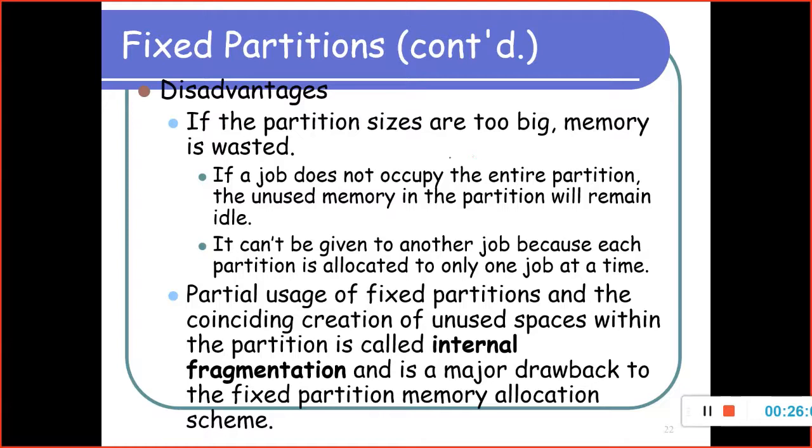So if the partition sizes are too big, memory is wasted. If a job does not occupy the entire partition, the unused memory in the partition will remain idle. So we call this internal fragmentation. It cannot be given to another job because each partition is allocated to only one job at a time.